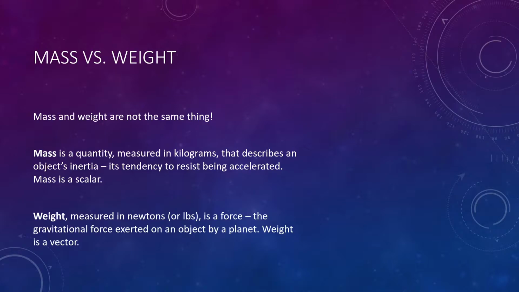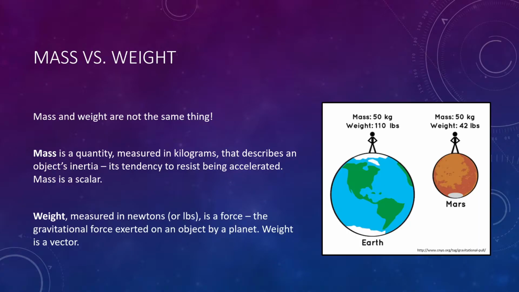Another great way to describe the two of these is to consider traveling to a different planet. So let's say you on Earth have a mass of 50 kilograms, in other words, a weight of 110 pounds. And then you traveled to Mars. Well, you still have a mass of 50 kilograms. You haven't changed how much material your body's made out of. But because Mars has a lower gravity, your weight would be lower on that planet, right? Because weight is a gravitational influence.